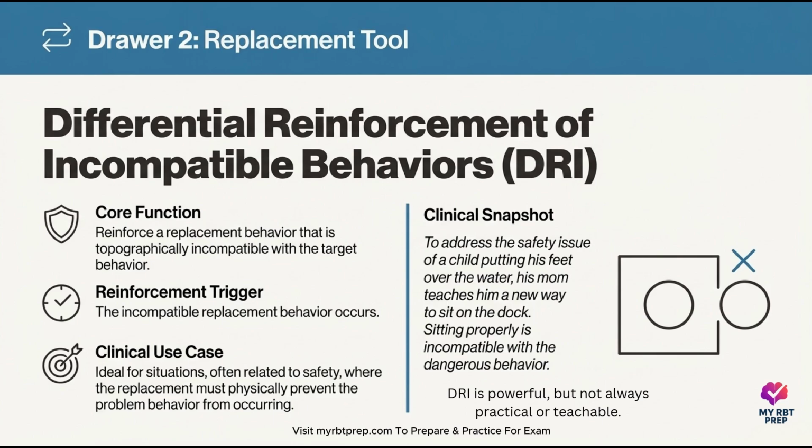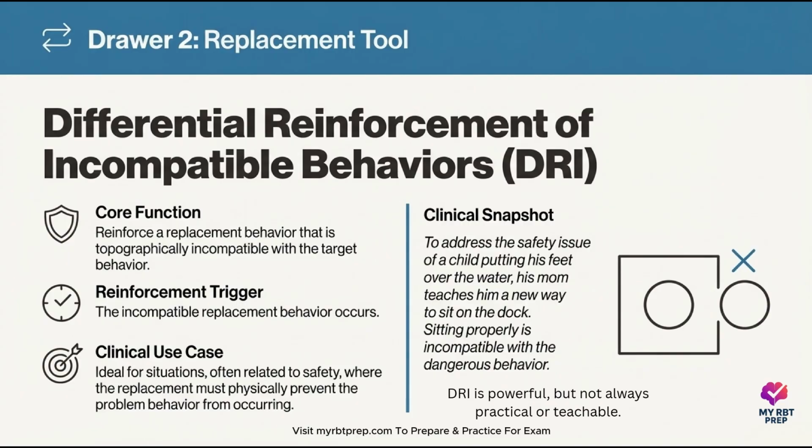Focus your attention on the core function. The key phrase here is topographically incompatible. That is the technical way of saying you cannot do X if you are doing Y. You can't clap your hands and pick your nose at the same time. One action physically prohibits the other.